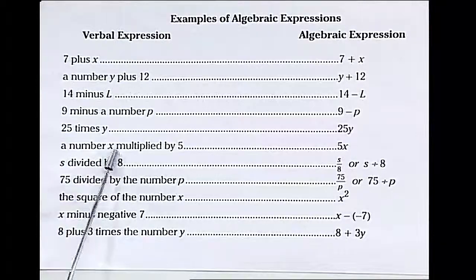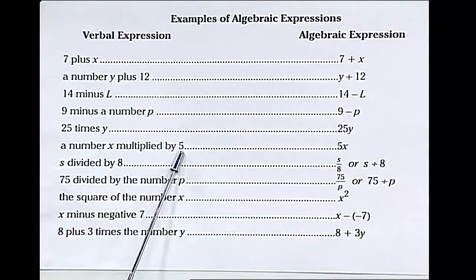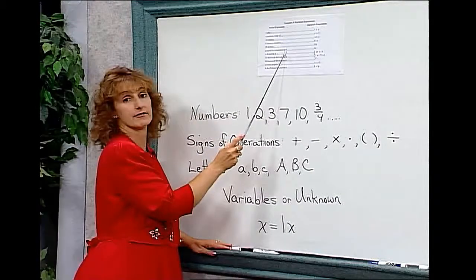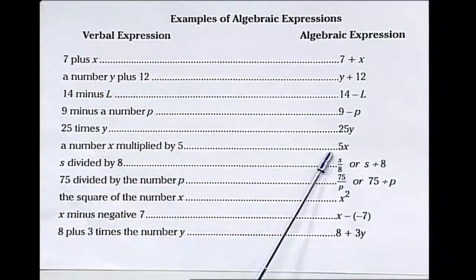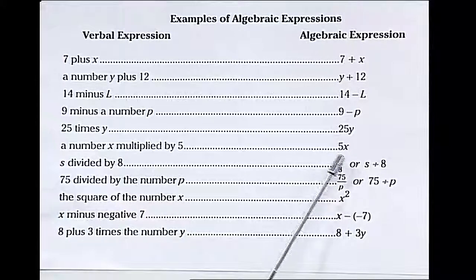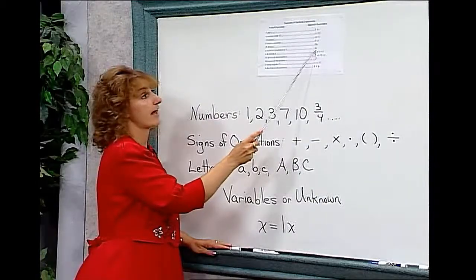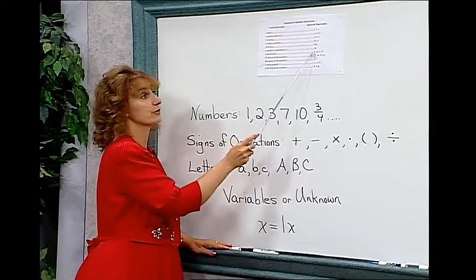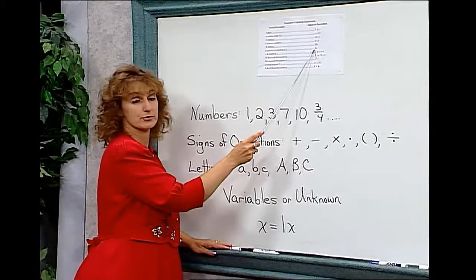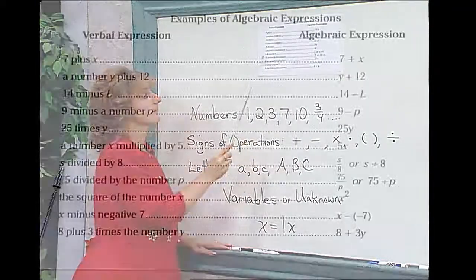A number X multiplied by 5. You may first want to write X times 5, but we always write the number first. So we're going to write 5X. Remember that a number followed by a letter is assumed multiplication, and that if we have a number and a letter to multiply, it's standard form to write the number first.